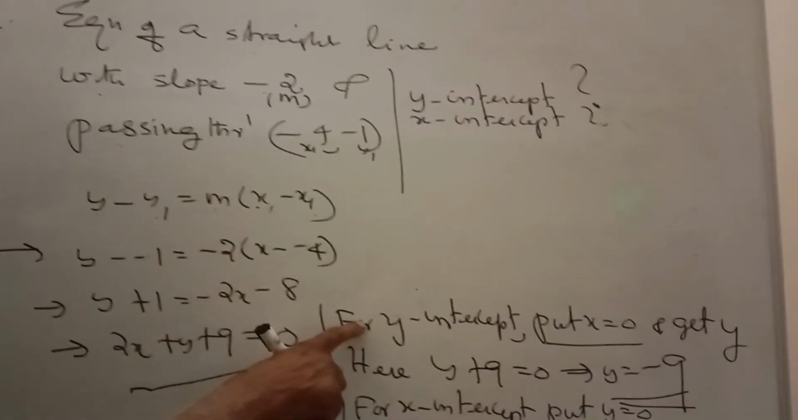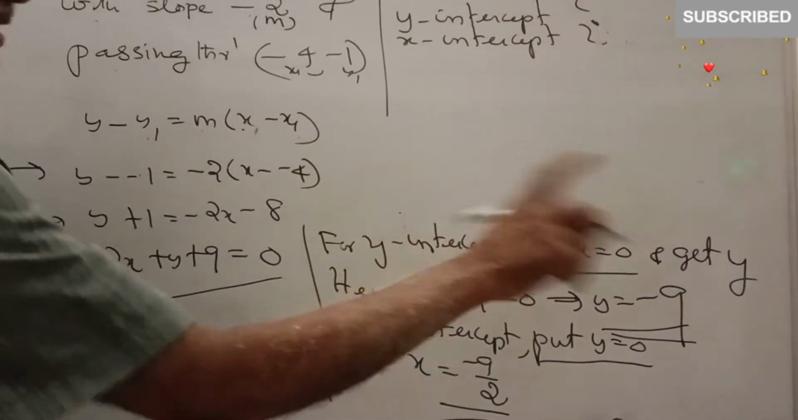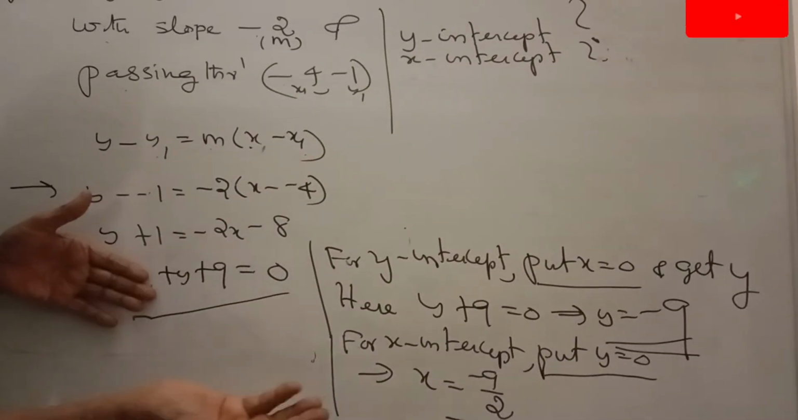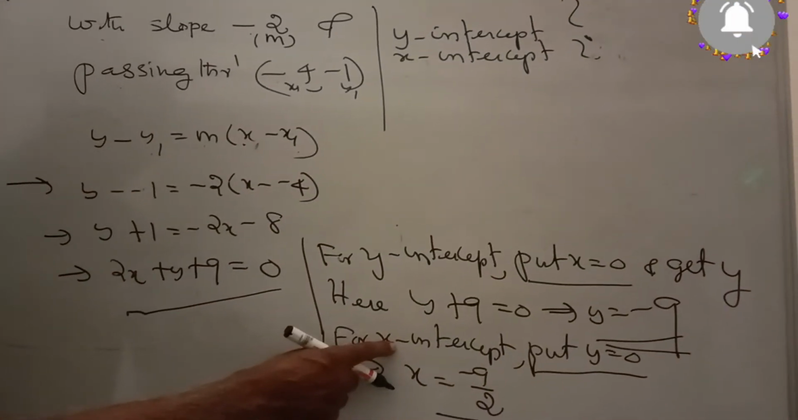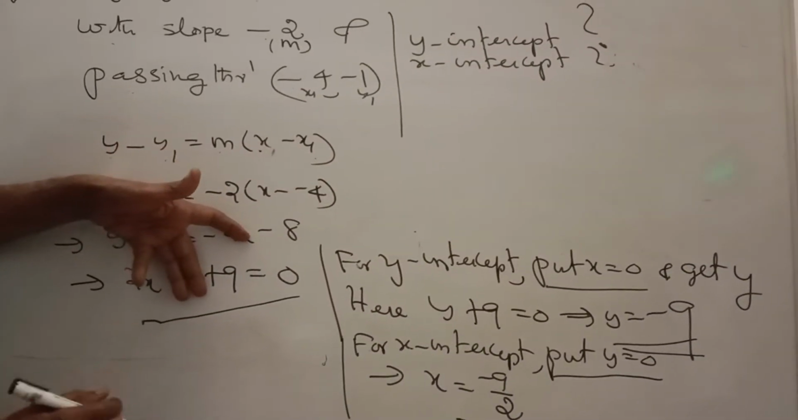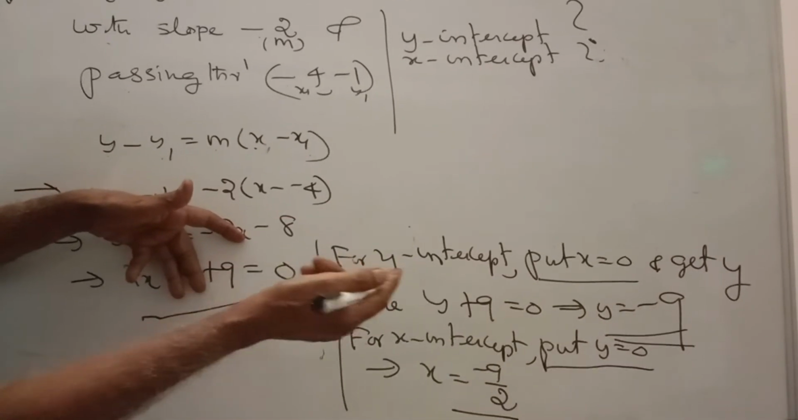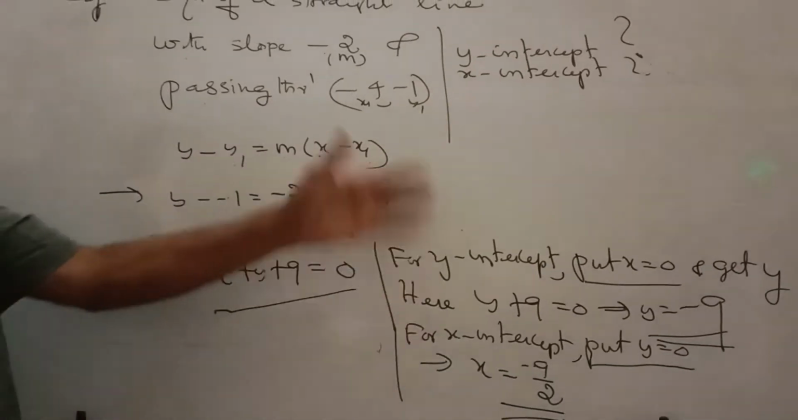Now what is the y-intercept? For getting the y-intercept, we have to put x equals 0 only. So when you put x equals 0, y will come to you. y is minus 9. And if you want the x-intercept, put y equal to 0. If you put y equal to 0, 2x plus 9 is 0, or 2x is minus 9, or x is minus 9 over 2. So they are the intercepts.